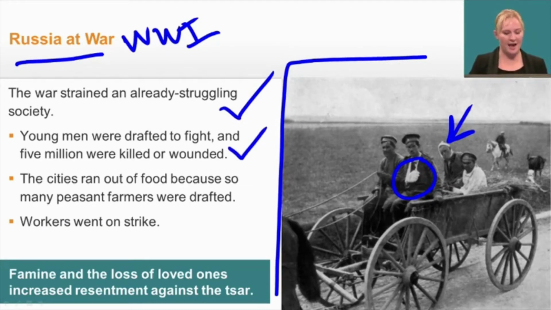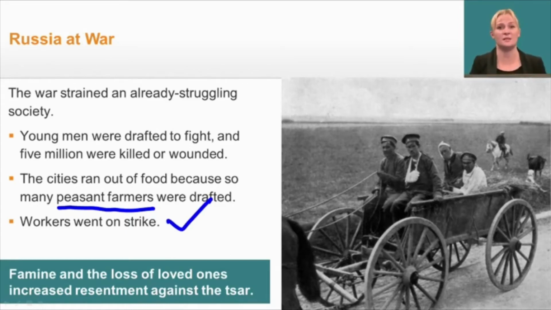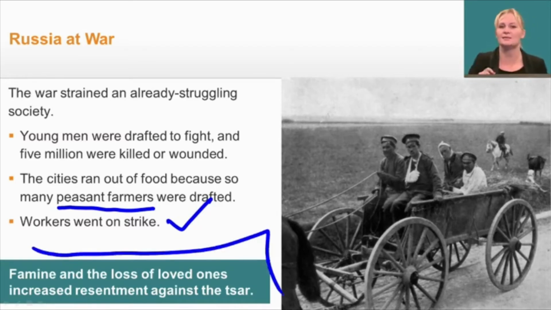Well, the war was straining an already struggling society. Young men were being drafted to fight, and about 5 million were actually killed or wounded. The cities ran out of food because so many peasant farmers were drafted. Let's talk about that for a second. Peasant farmers. You can remember that earlier I said that Russia was an agricultural economy. This meant that most of the people were farmers. If you take all the farmers away, you're going to run out of food. And because of this, the workers went on strike. Now, all these events, the war, the Bloody Sunday, the influence by Rasputin, all of this, plus now the famine and the loss of loved ones, increased this resentment against the Tsar.